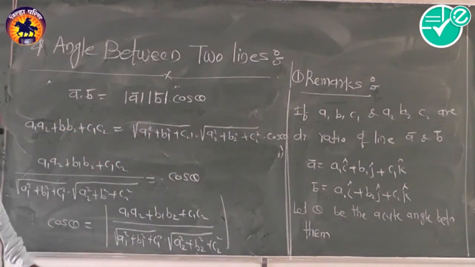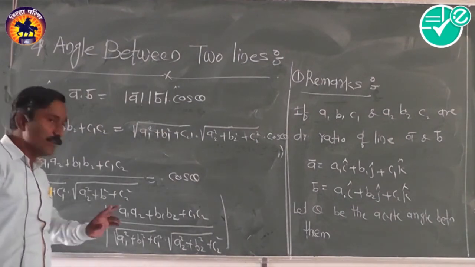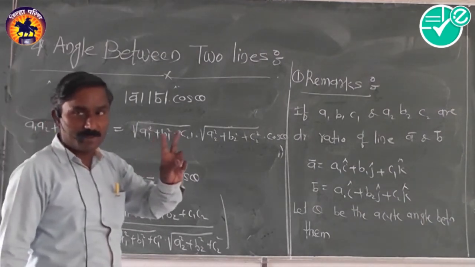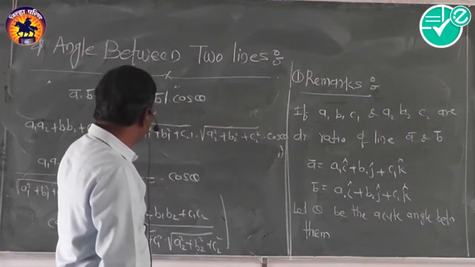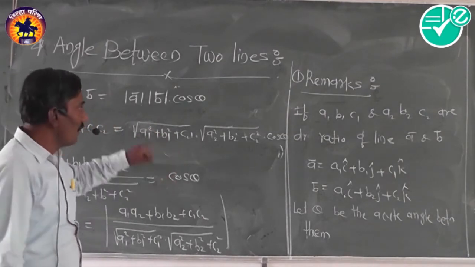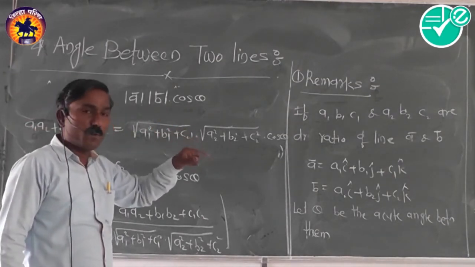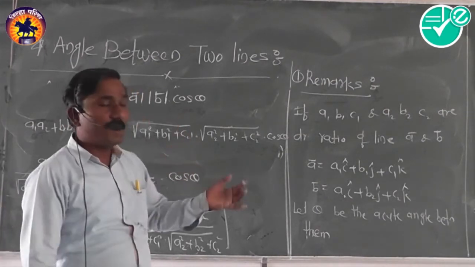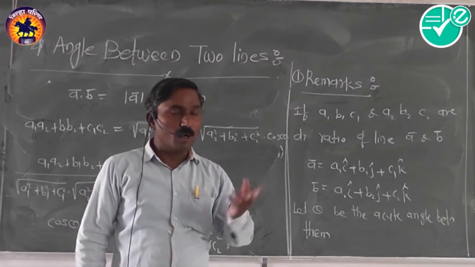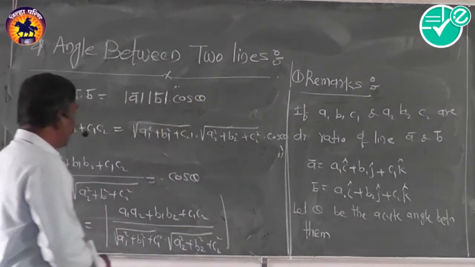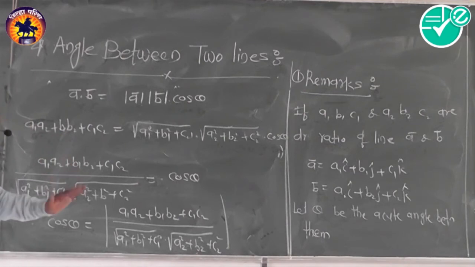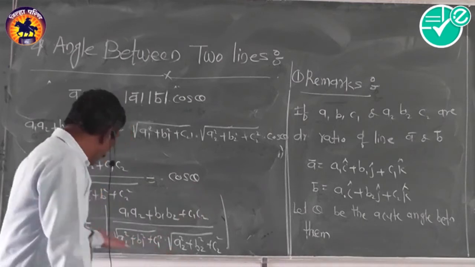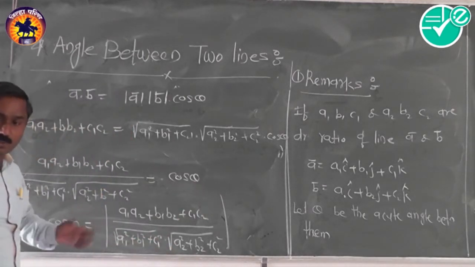This is the formula to calculate the angle between two lines if we are given the direction ratios of the two lines. And first we have seen the formula cos theta is equal to mod of L1 L2 plus M1 M2 plus N1 N2. That is the formula if the direction cosines of the lines are given. So those are the different conditions: first if we are given direction cosines, and second if we are given direction ratios.